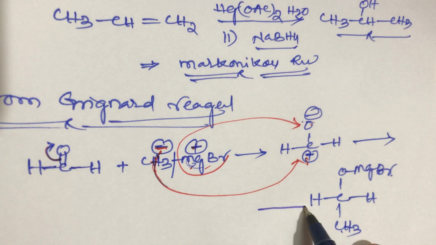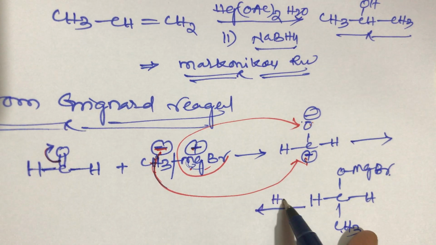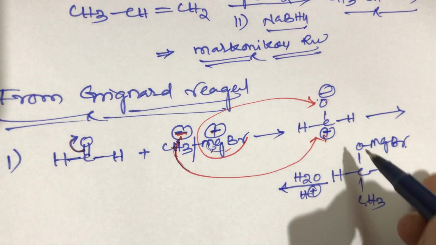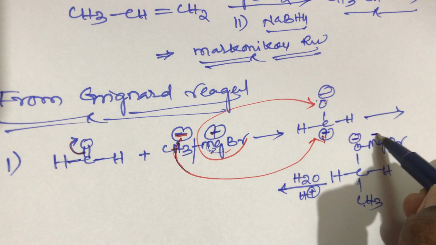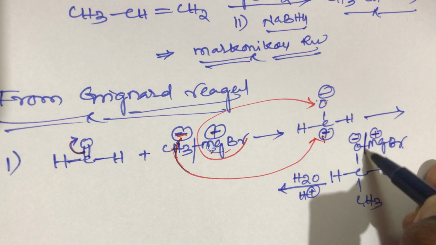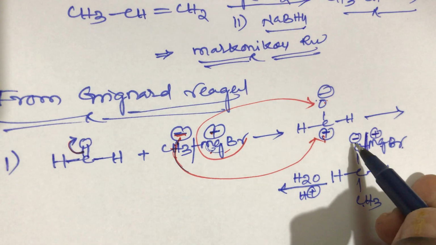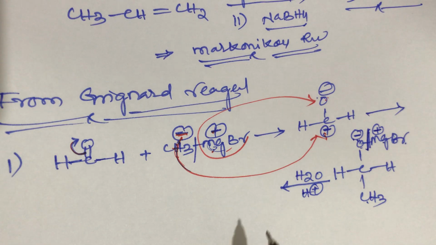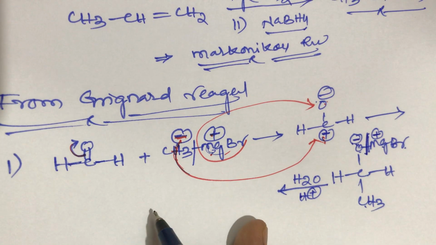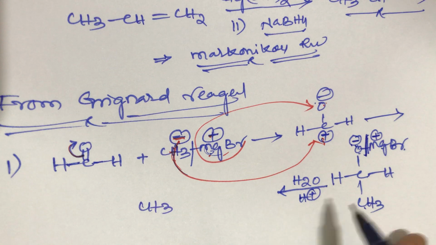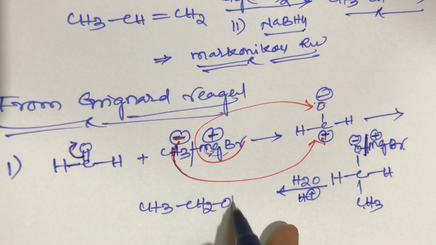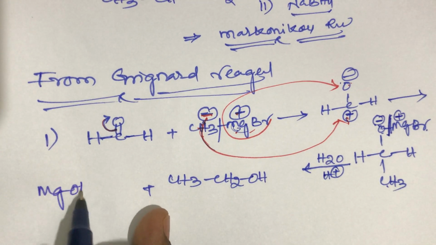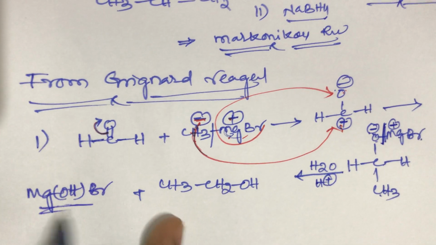Then the next step, student, is hydrolysis, that is H2O in the presence of acetic acid. After hydrolysis, the oxygen is getting negative charge and Mg is getting positive charge. There is bond cleavage between oxygen and magnesium. H plus will attack the oxygen side and OH will attack Mg, forming MgOH-Br. So what is the final product? CH3CH2OH plus MgOHBr will be formed. This is the final product.